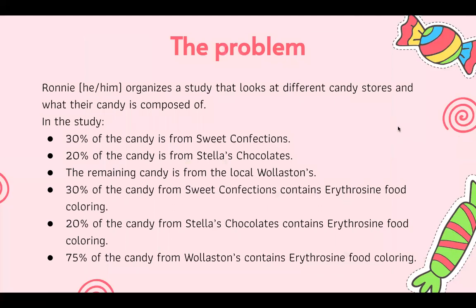Okay, so our problem is that Ronnie organizes a study that looks at different candy stores and sees what their candy is composed of. So in this study, our conditions are that 30% of the candy is from Sweet Confections, 20% of the candy is from Stella's Chocolates, the remaining candy is from the local Wollaston's. So 30% of this candy from Sweet Confections contains erythrocene food coloring, 20% of the candy from Stella's Chocolates contains erythrocene food coloring, and 75% of the candy from Wollaston's contains erythrocene food coloring.